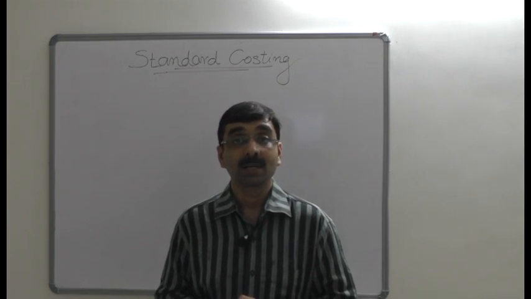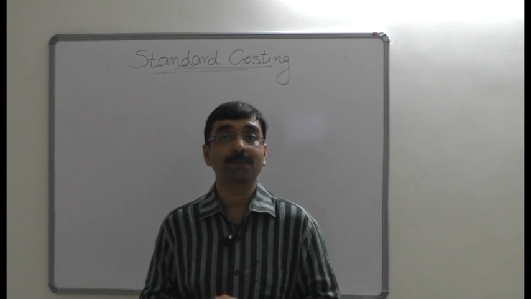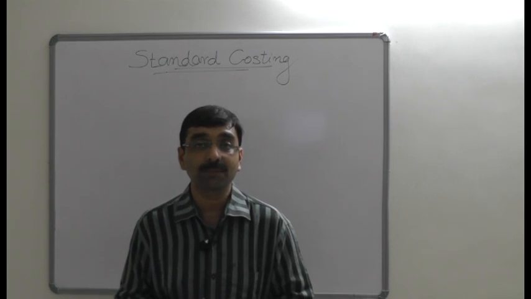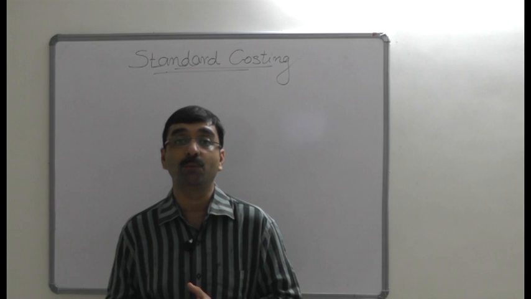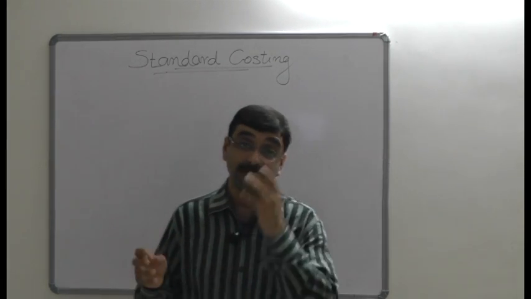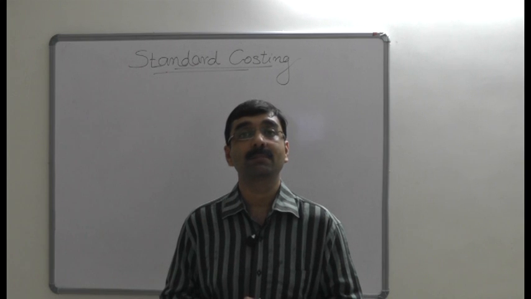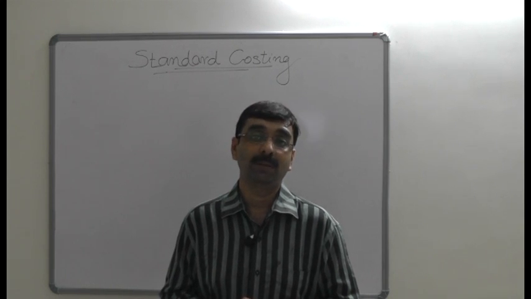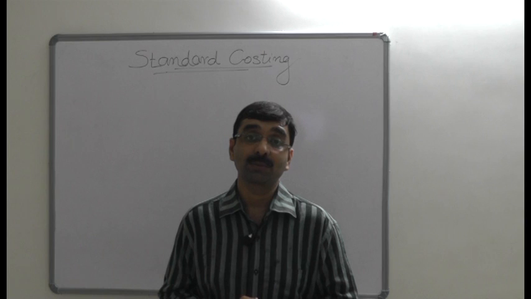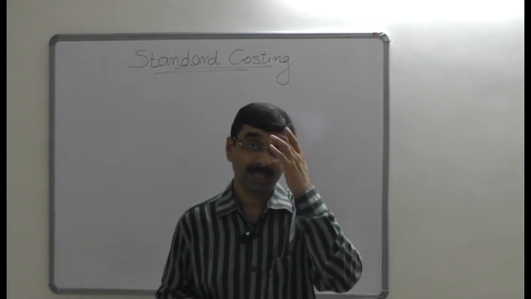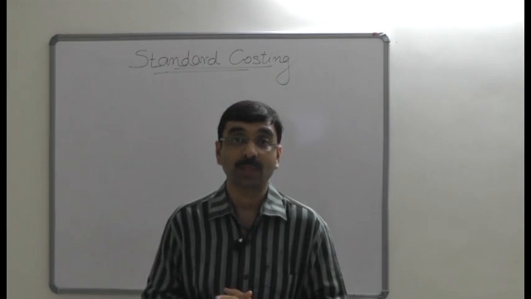Another difference is that a cost center is necessary for fixing responsibility for unfavorable variances, whereas a profit center does not show for fixing responsibility for unfavorable variances. So this is all about the differences for standard costing.